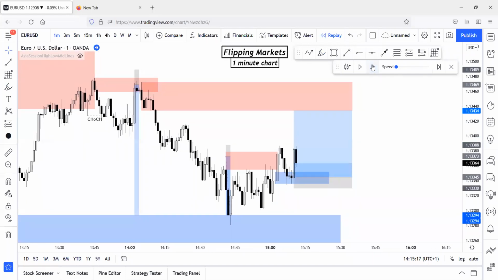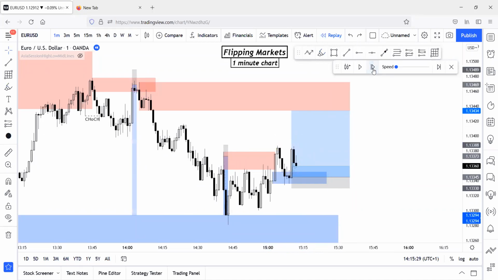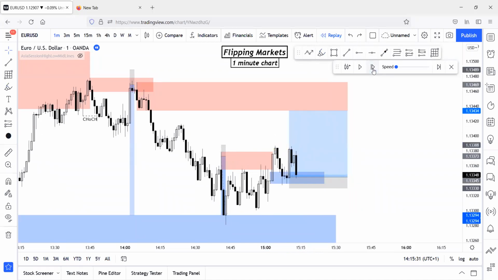Strong reaction, and I wouldn't set my stop loss to break even until this high breaks. So as soon as this high breaks, I will set my stop loss to break even. Okay, let's see what happens. Okay, price might have broken this zone. I don't know. Let's see.